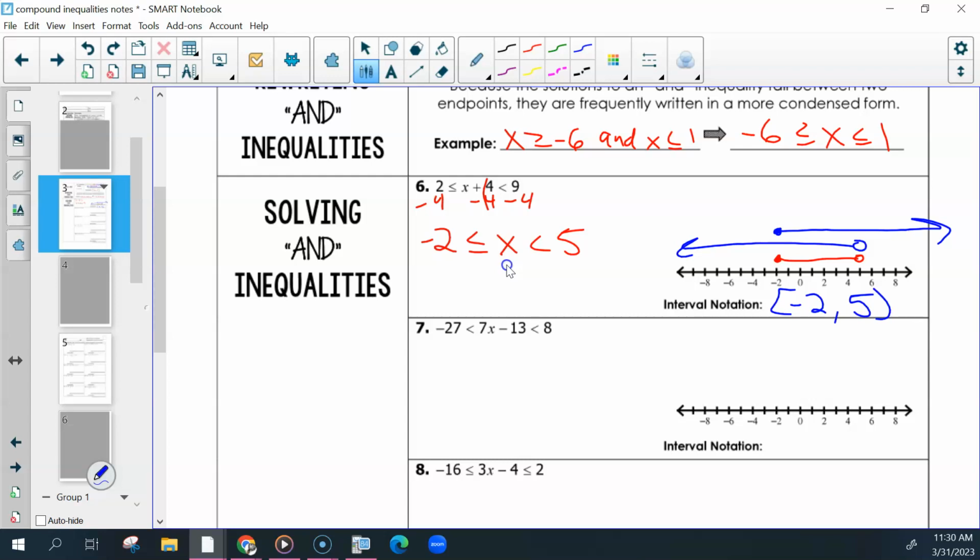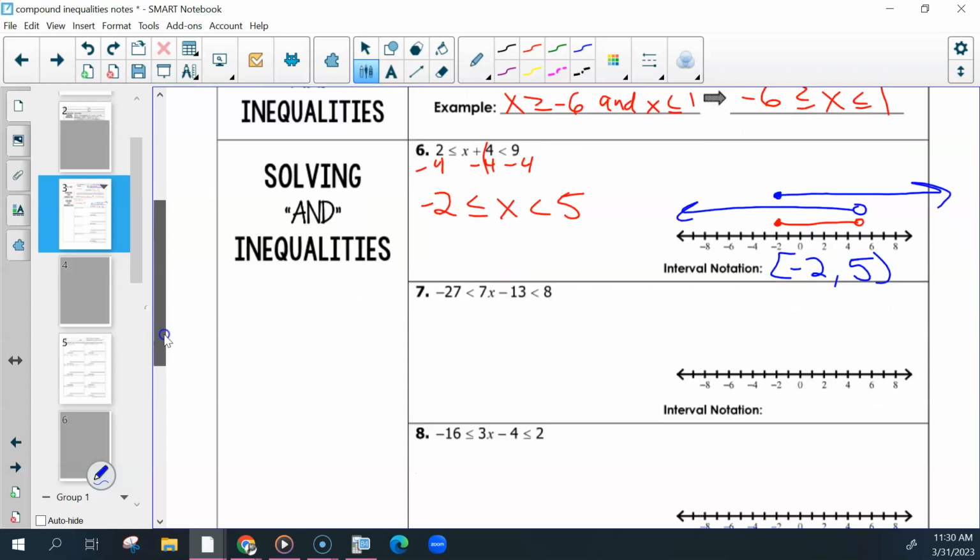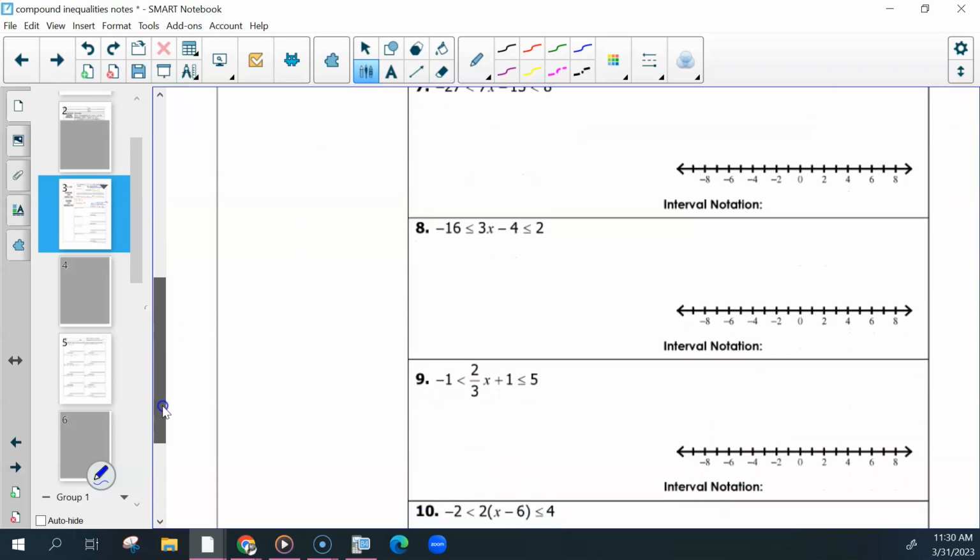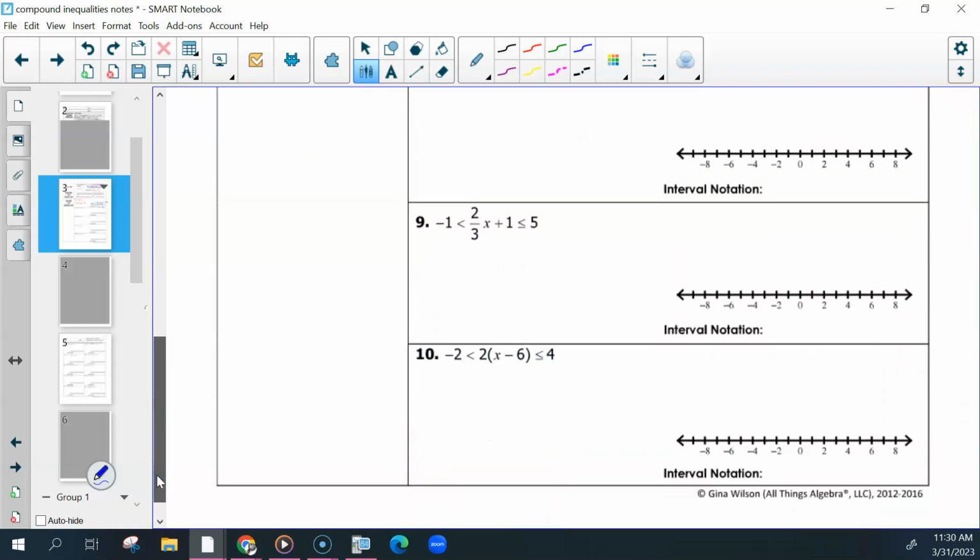We're going to do another down here. Let's do 9. 10 and 9 are like equal difficulty. Just not equal difficulty. So for 9, goal is the same. So we would get rid of the 1 first, subtract it to all sides. Rewrite. And then how would we get rid of the 2/3?